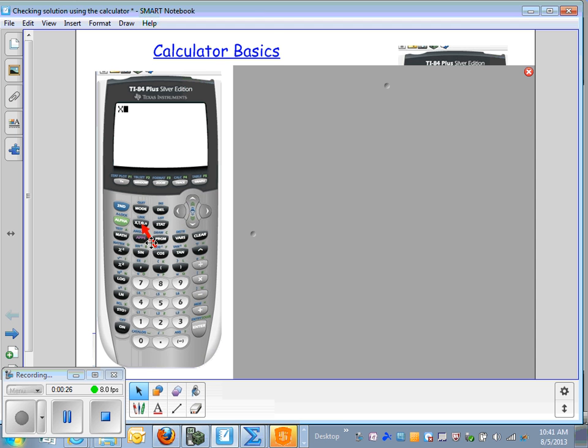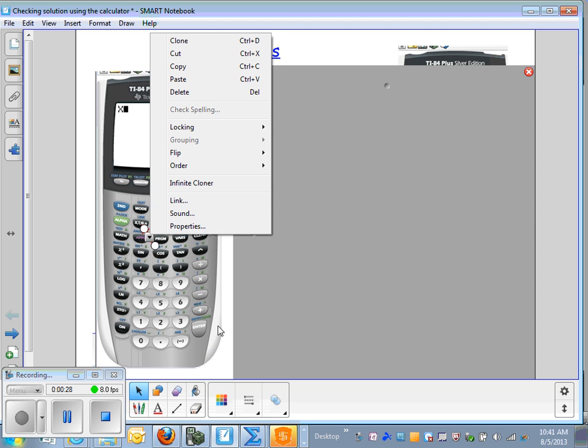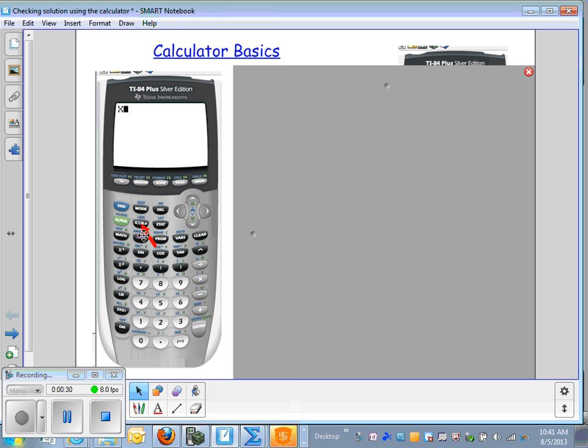It's right here under the mode key, and it has an x, a t, a sigma, and an n. So that's the key you hit for the letter x to use as your variable.